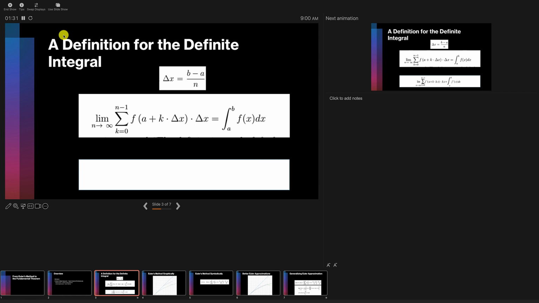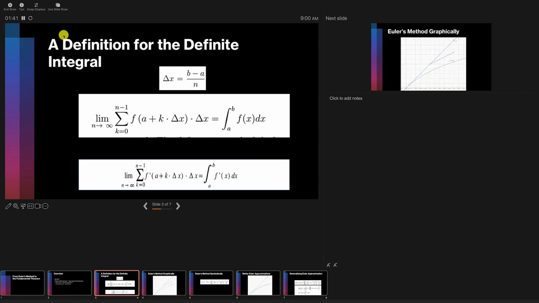I understand there are other ways to define it, and maybe this is not the most rigorous definition, but this is acceptable. And if you extend this to using f prime of x as your function, then you just naturally have what's here below. Same deal, except you just replace f with f prime. And that's important for what we're going to use with Euler's method.